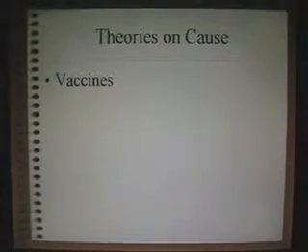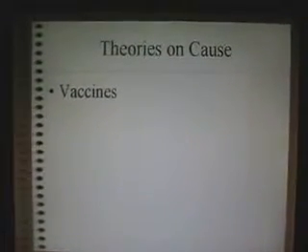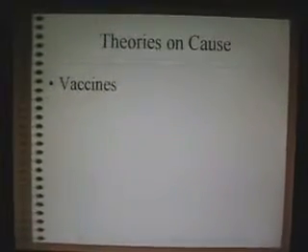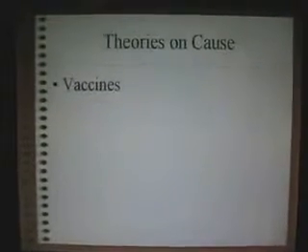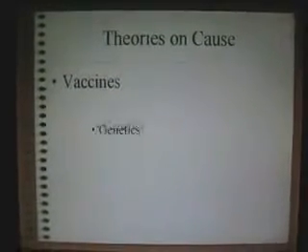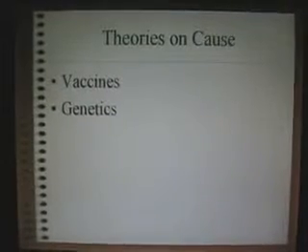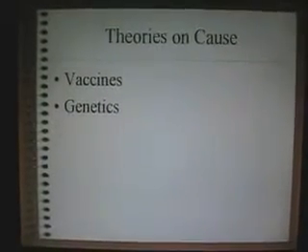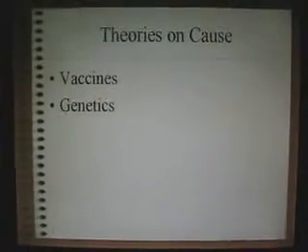Some theories on the cause of autism, the first are the vaccines. Some people in our field do feel that the thimerosal in the MMR shots may have caused autism. Another theory is genetics, and some people believe that there's some sort of gene marker or it's hereditary, and that's how autism is caused.